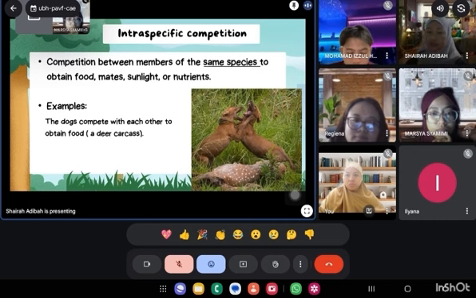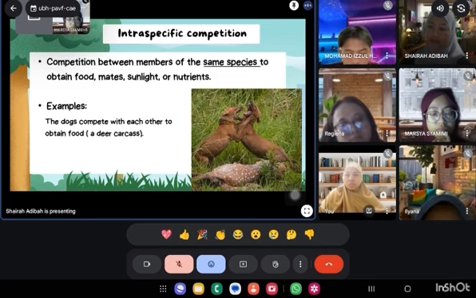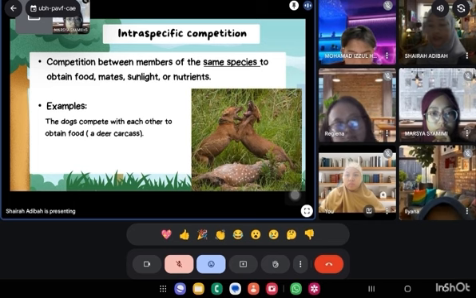So let's see about the intraspecific competition. So this is the example for the intraspecific competition. Competition between members of the same species to obtain food, mates, sunlight, or nutrients. Such as an example, the dogs compete with each other to obtain food, which is a deer carcass.